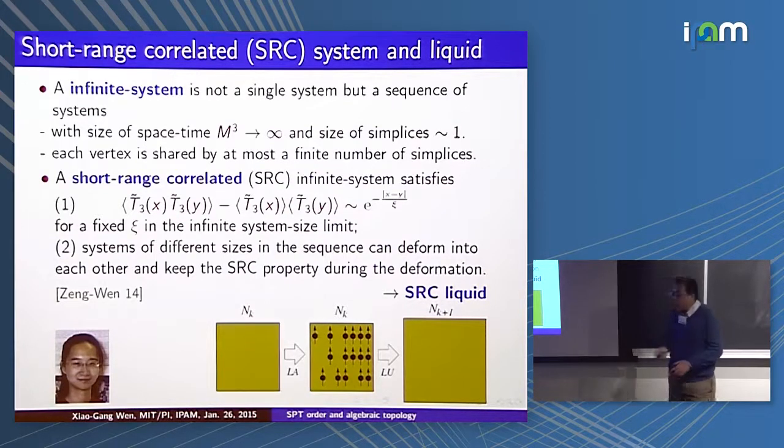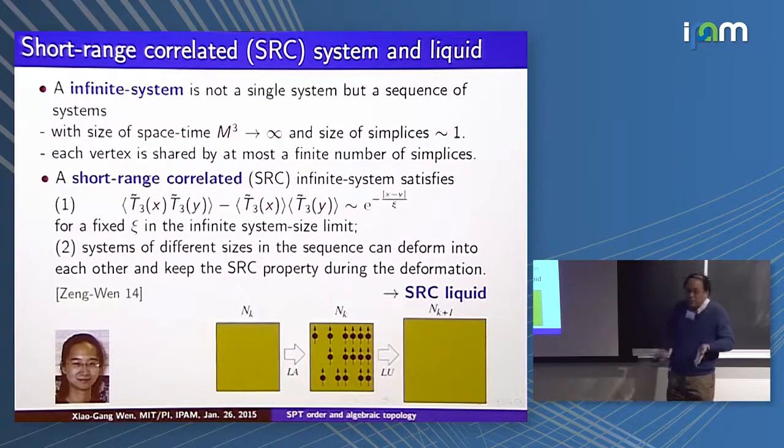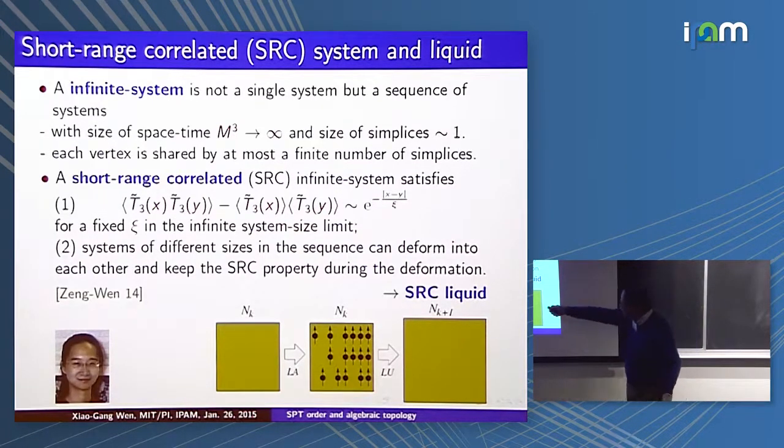However, there's another important property. Because here we consider a sequence of systems, it's possible that the different systems in the sequence are totally different. For this one it's a quantum Hall state, for another it's the Toric code, and then the next is maybe a topological insulator. We didn't specify such a condition, so they all satisfy this.